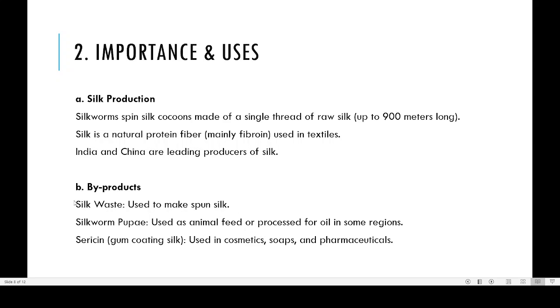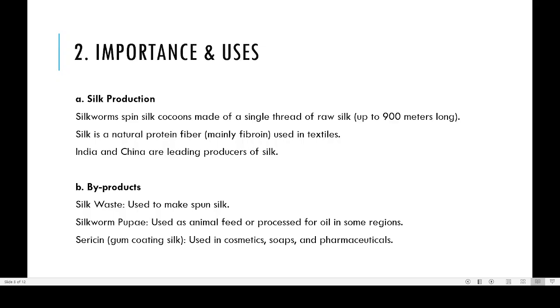Used to make spun silk. One is the waste material from the silk, which can be used to make spun silk. Then the silkworm pupa is used as animal feed and processed for oil in some regions. The pupa can be used for producing oil. That is one thing.